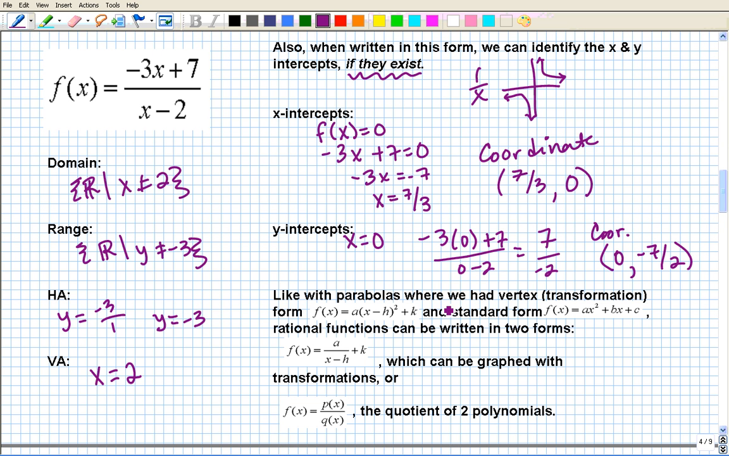So just like we've mentioned with parabolas, where we had vertex or transformation form, a times x minus h squared plus k, where it's easy to see how it was stretched and moved left and right and up and down, and standard form, where we had ax squared plus bx plus c, rational functions can have two forms, just like we've practiced now. We've got this transformation form, and then we've got the quotient of two polynomials. So in this first one, it's really easy to just move the points around. On this second one, you have to hunt the information down a little bit, use the asymptote rules and all of that to find it. But challenge is sometimes fun, right? Okay.